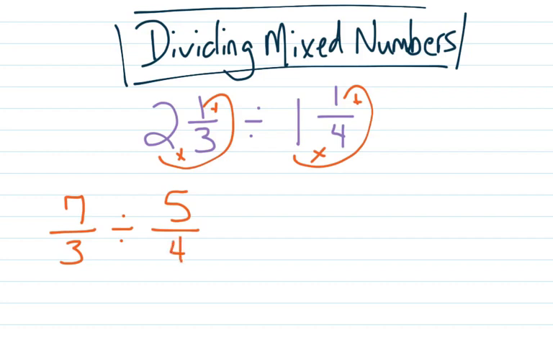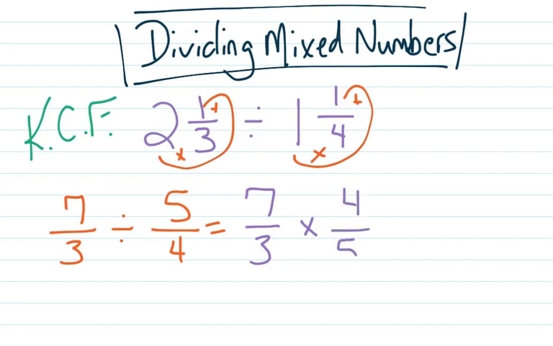So now I have two improper fractions here, which is great, it's what I need. And now I can worry about Kentucky Fried Chicken, right? Keep, change, flip, okay? So I want to keep my 7/3, keep the first fraction, change the symbol from division to multiplication, and then flip your second fraction. Keep, change, flip. So now I'm ready to multiply. So multiplication rules mean multiply straight across, right? So 7 times 4 would be 28. 3 times 5 is 15.